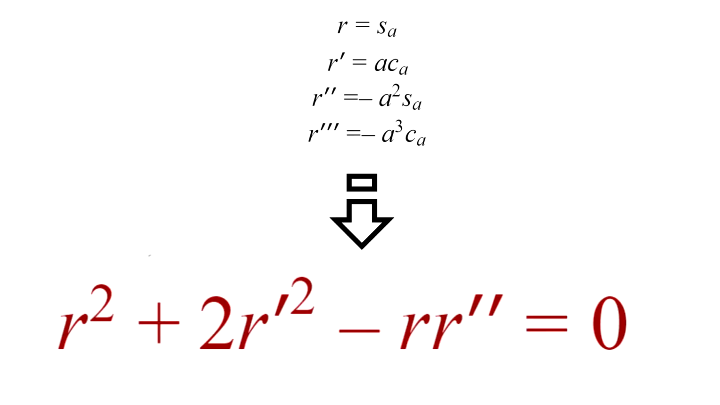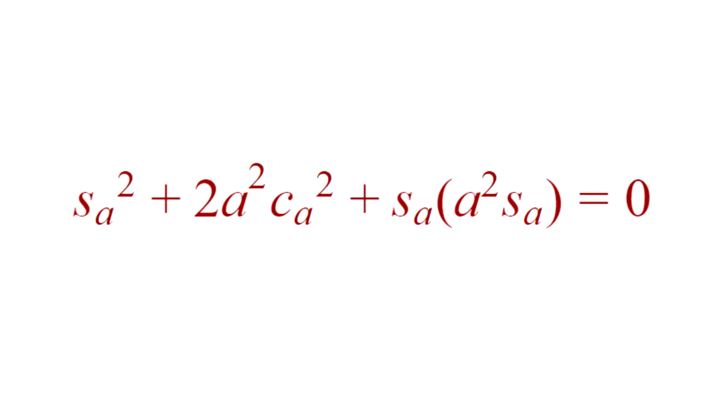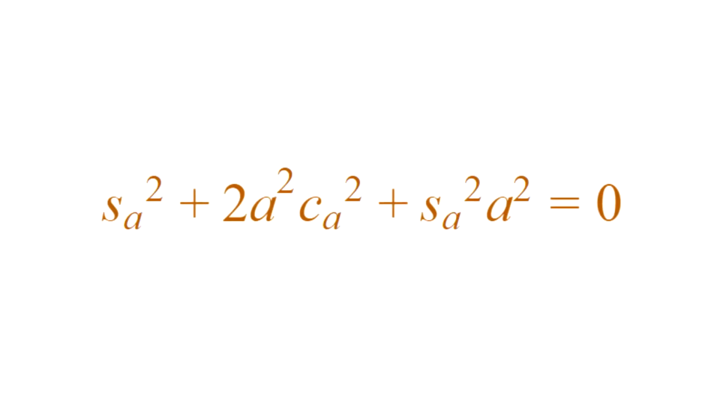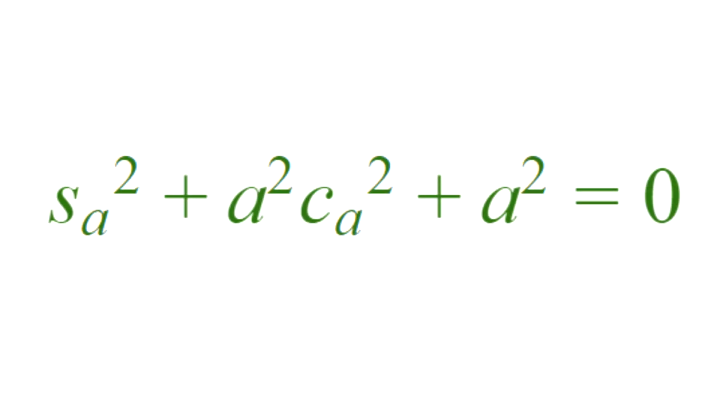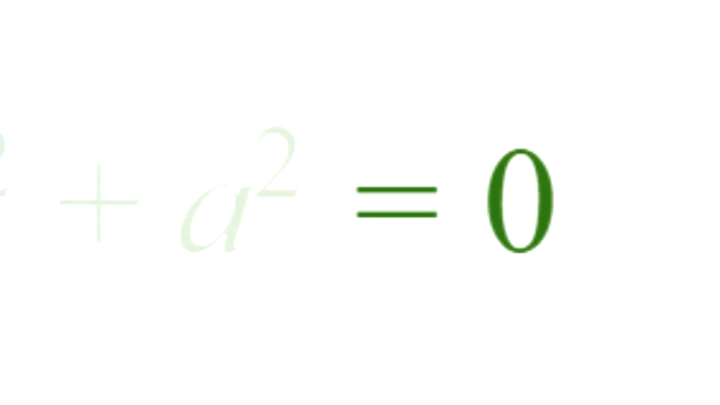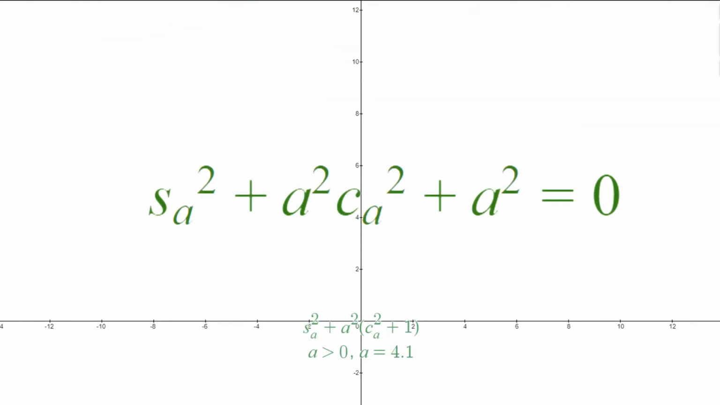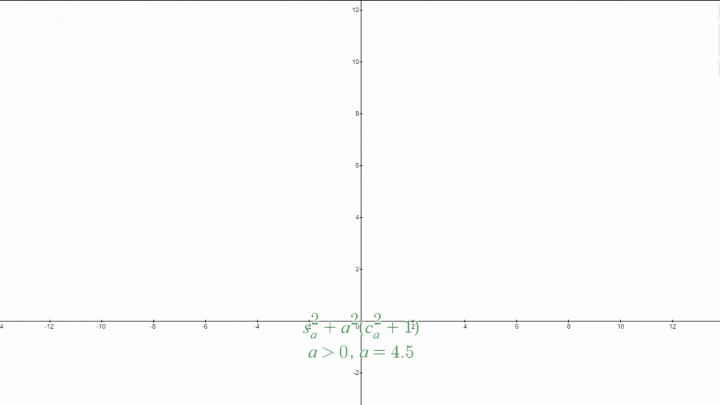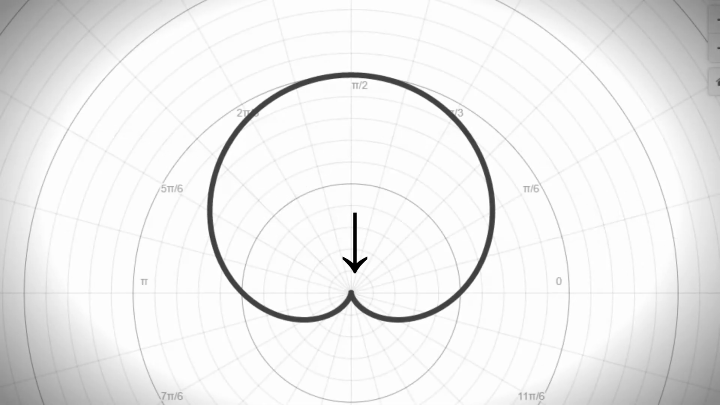Let's plug in these derivatives, shall we? When we do, the expression will look like this. And when we simplify, the equation results to s sub a squared plus a squared c sub a squared plus a squared equals 0. And hey, look at this! We have another set of squares equaling 0. Do not overlook, but whatever happens, this equation will never equal 0. So with respect to this fact, there exist no extraneous solutions, which reinforces my statement of optionality.